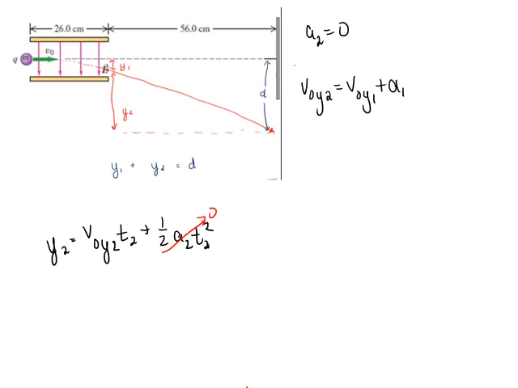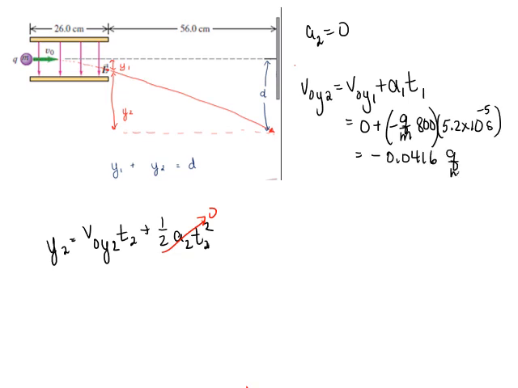The acceleration when it's in the field times the time it spends in the field. We're trying to find a final velocity, the velocity when it leaves the capacitor. v0y1, that's 0. a1, we found that on the previous slide, that's minus q over m times 800. t1 we also found on the previous slide, 5.2 times 10 to the minus 5 seconds. That gives us a v0y2 of minus 0.0416 times Q over M.